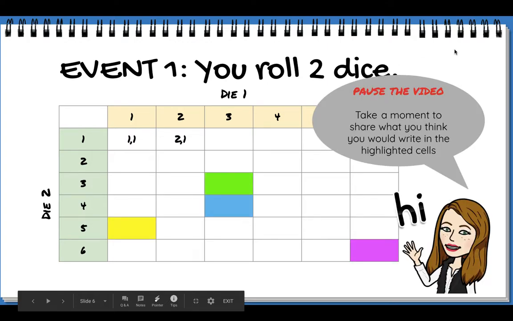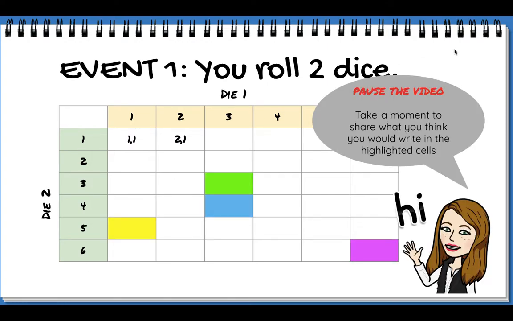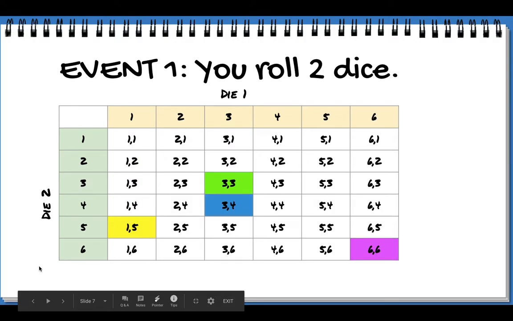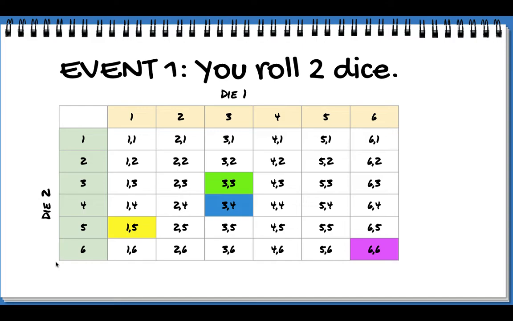So please pause the video and take a small moment to share what you think we would write in the highlighted cells. Okay, so take another moment to check your answers. Were you correct? And then take a look at all of the other outcomes, the 36 in total.